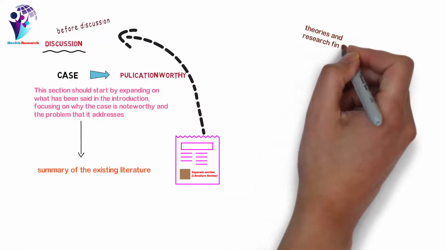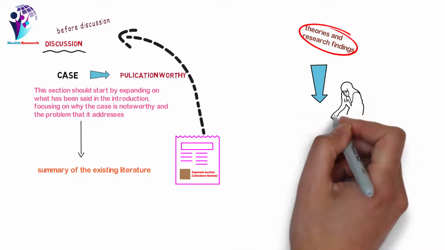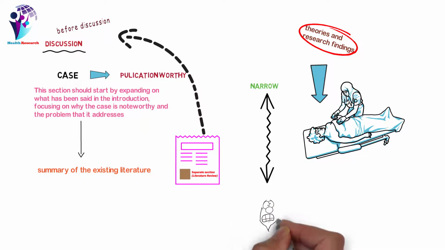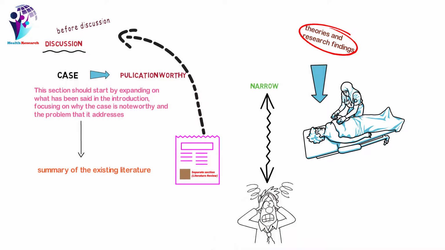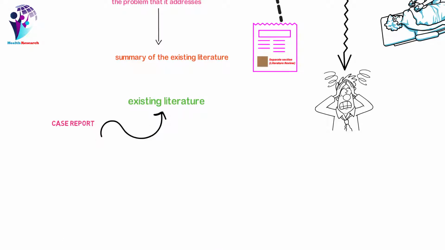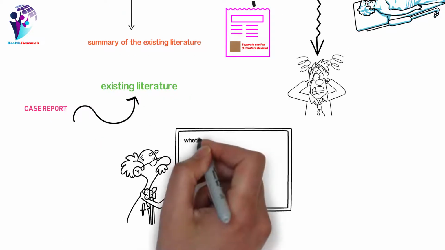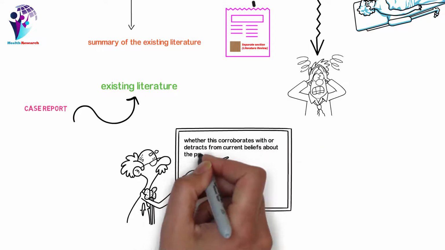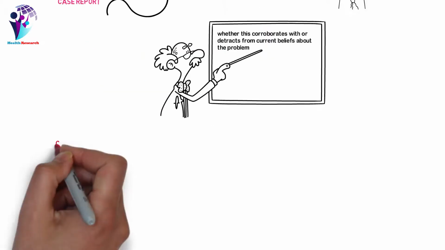This part describes the existing theories and research findings on the key issue in the patient's condition. The review should narrow down to the source of confusion or the main challenge in the case. Finally, the case report should be connected to the existing literature, mentioning the message that the case conveys. The author should explain whether this corroborates with or detracts from current beliefs about the problem and how this evidence can add value to future clinical practice.